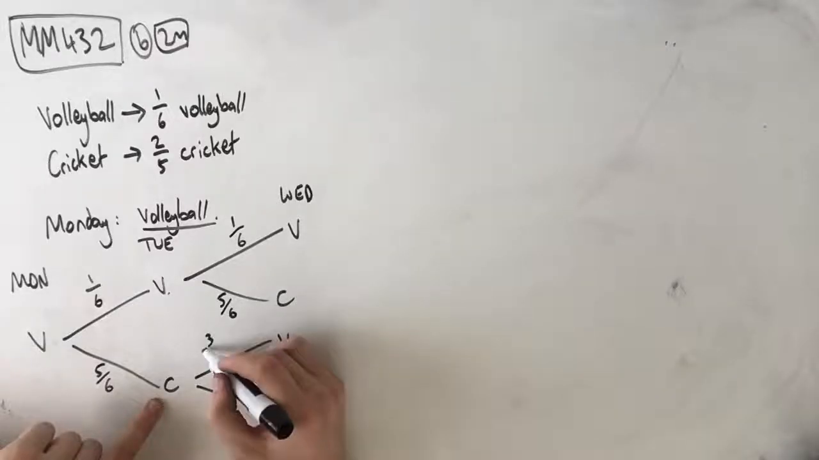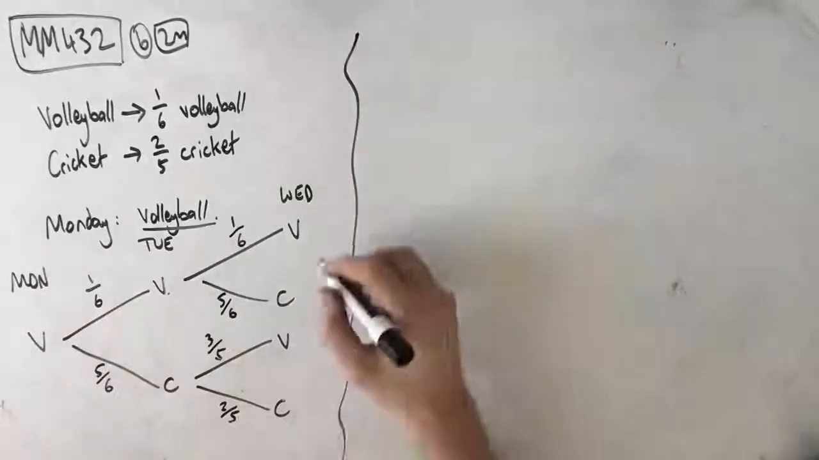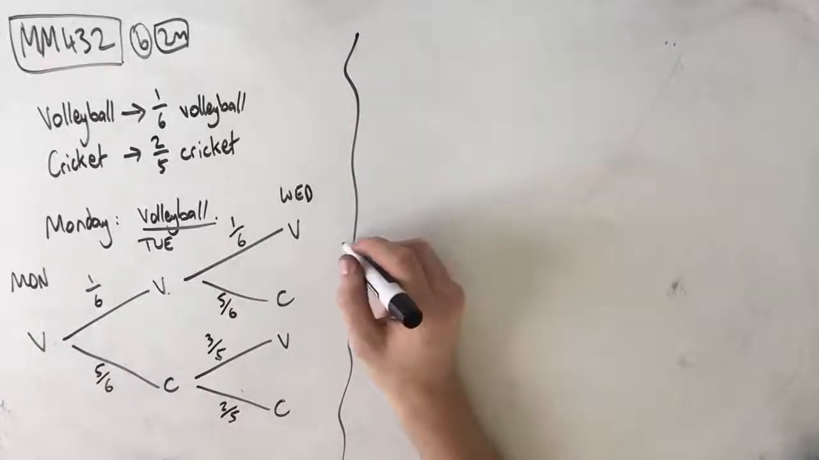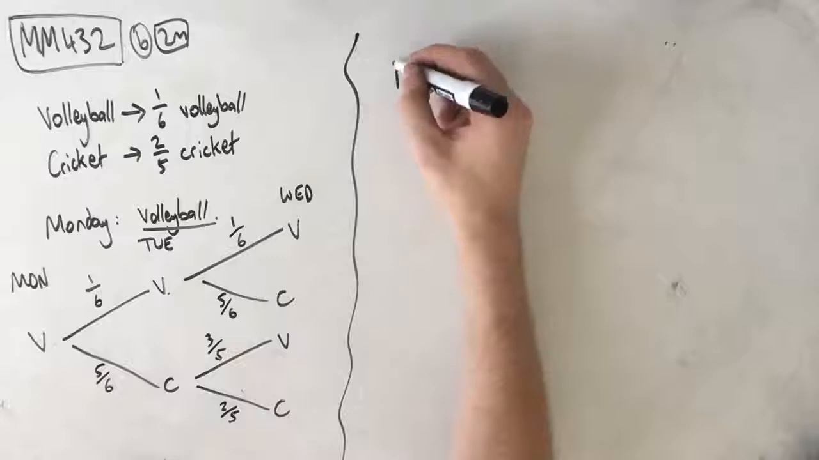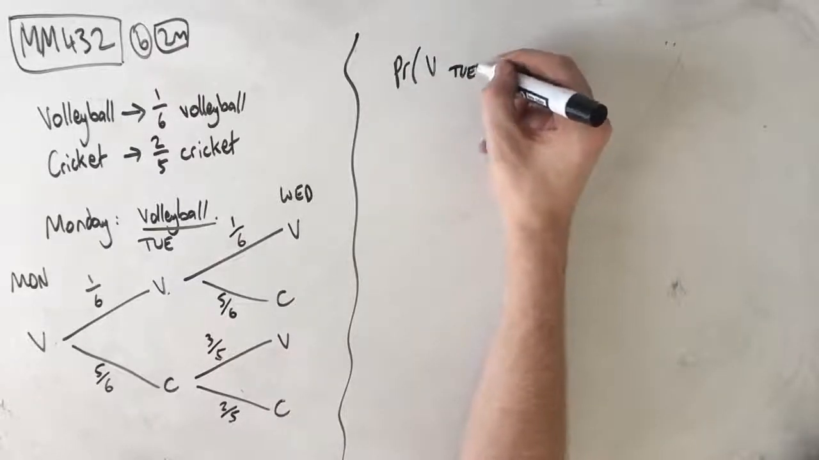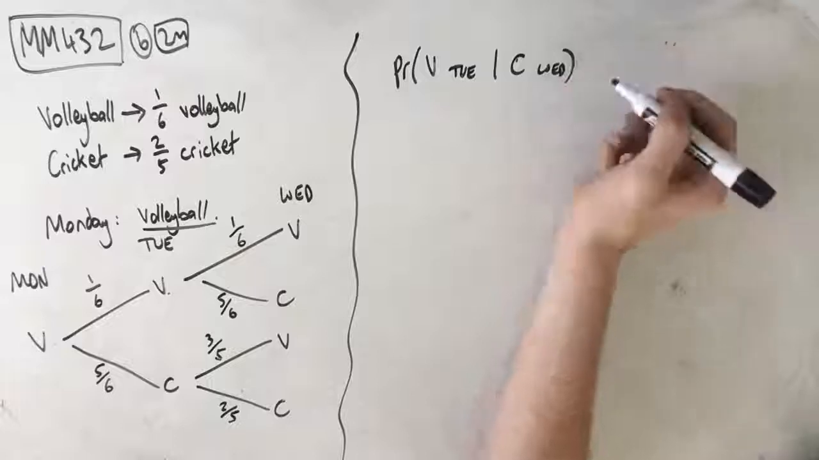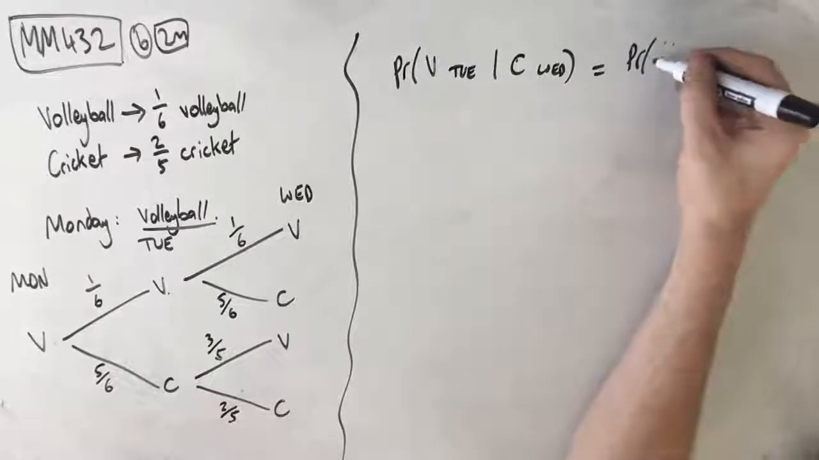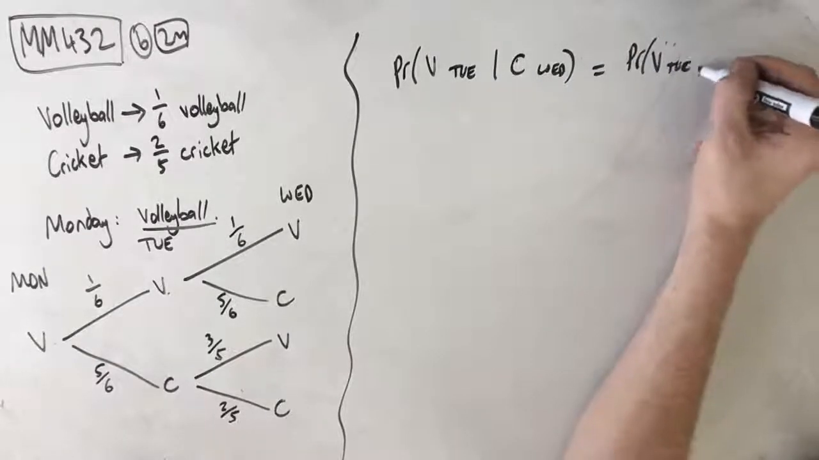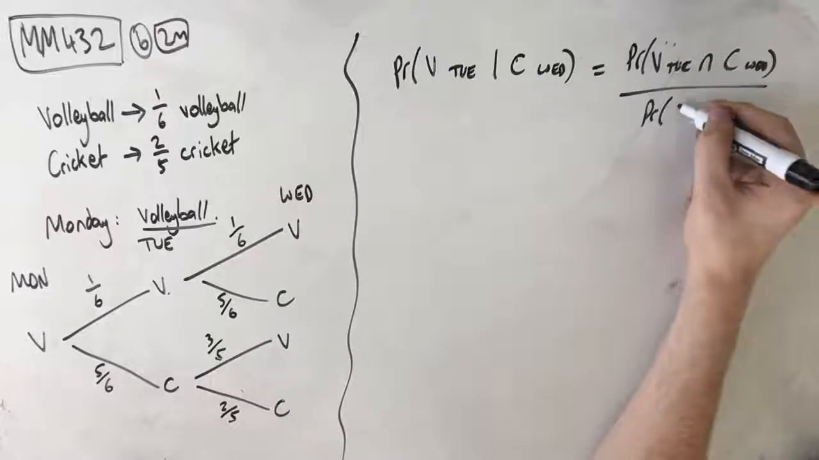And because these two have to add to 1, this is equal to 3 in 5. Awesome. That's our tree diagram taken care of. What we're looking for is the probability that he played volleyball on the first Tuesday, given that he played cricket on the first Wednesday, right? Which is the probability that he played volleyball on Tuesday intersect cricket on Wednesday over the probability that he played cricket on Wednesday.